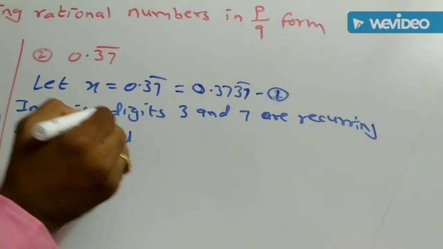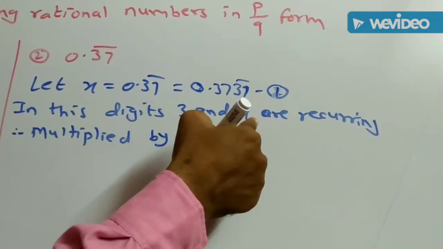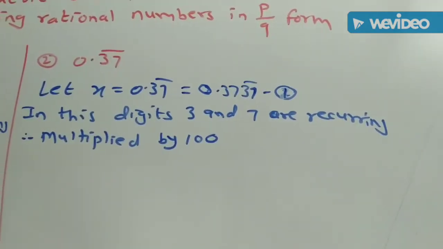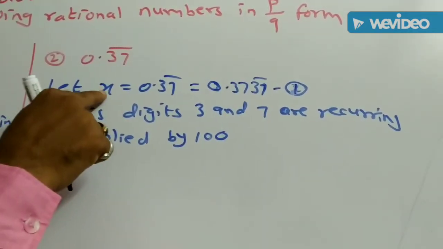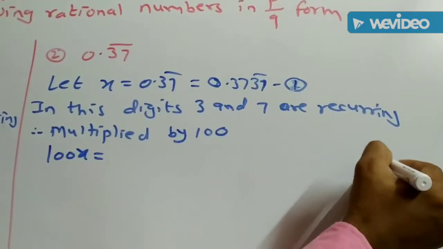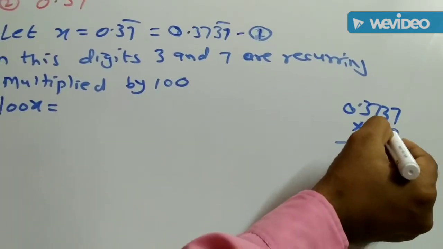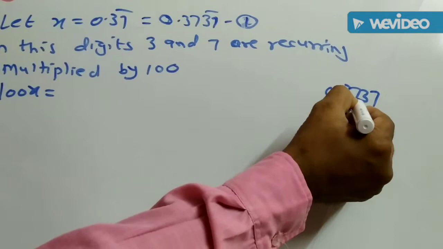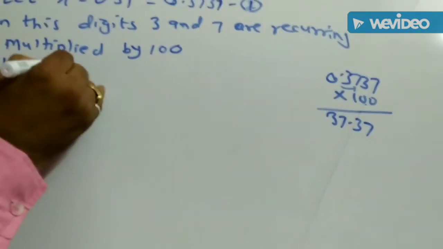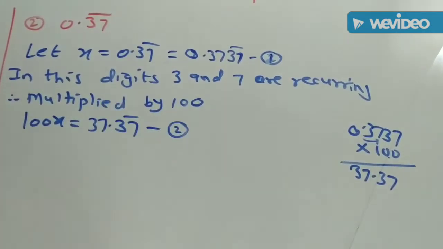If one digit is recurring, then multiply by 10. Here 2 digits are recurring, therefore multiply by 100. If 3 digits are recurring, then multiply by 1000. Here we get x into 100, that is 100x. Now 0.37 into 100. If multiplied by 100, then 2 decimal points are shifted to the right, giving 37.37. Therefore here we write 37.37 bar, equation 2.